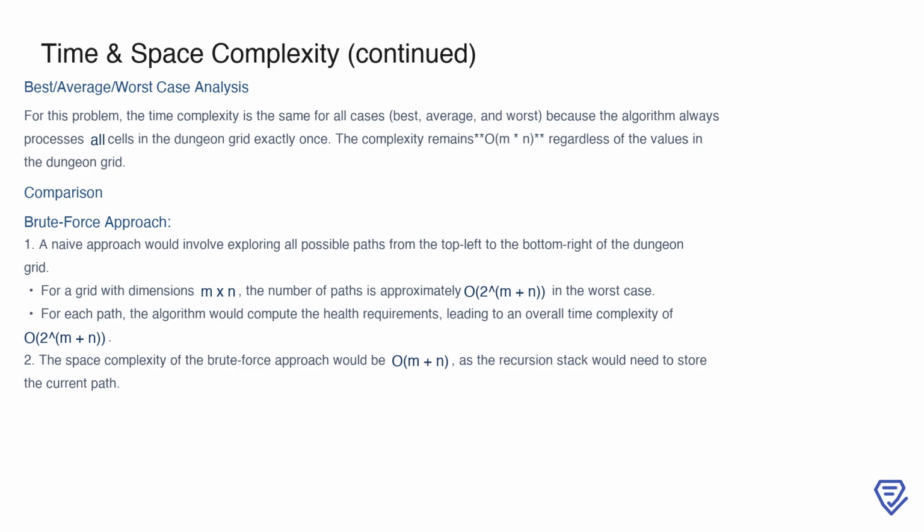To put this into perspective, consider a brute force approach. A naive method would explore every possible path from the top left to the bottom right of the grid. For a grid of size m×n, the number of potential paths grows exponentially, approximately O(2^(m+n)) in the worst case. Additionally, for each path, the health requirements would need to be calculated, leading to an overall time complexity of O(2^(m+n)). The space complexity of such a brute force approach would be O(m+n), as the recursion stack would store the current path. Clearly, the brute force method is infeasible for larger grids, underscoring the need for the optimized DP solution.